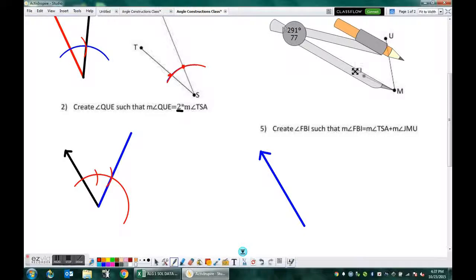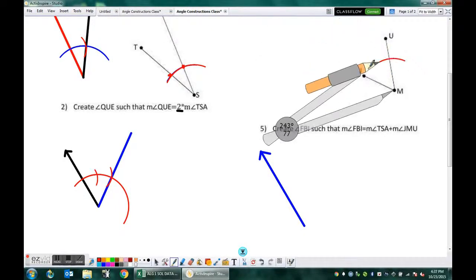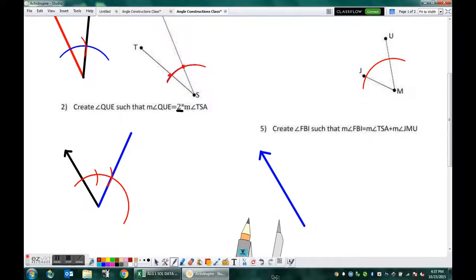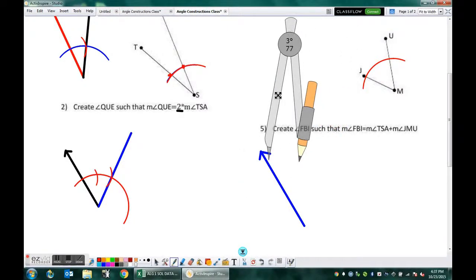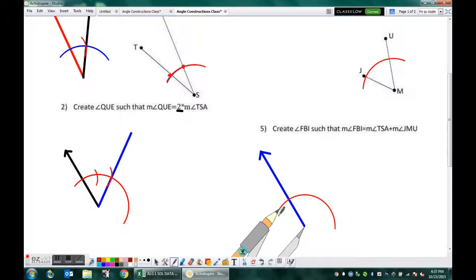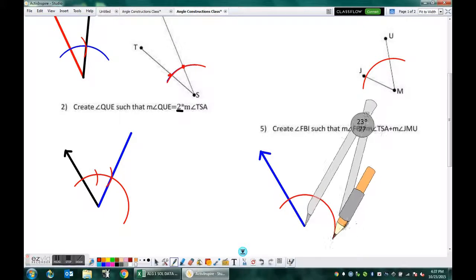So I'm going to next put my sharp point on JMU. I'm going to do my same little arc, same measurement that I used over here on TSA. Again, that's going to be just to make this angle addition a little bit easier here. Okay. So then my next step, sharp point on the end point there. Spin my compass around a little bit. So I'm going to put my sharp point on the end point. And I'm going to swing my compass through as if that angle was already there.